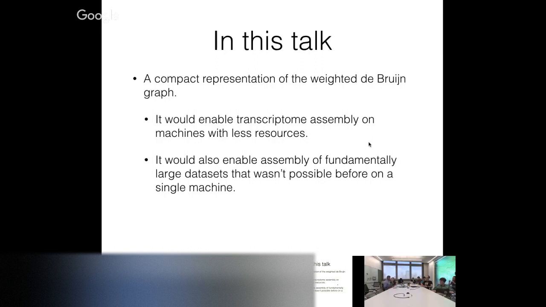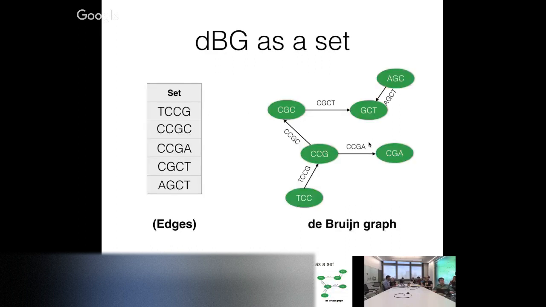Now we'll go to the second part of the talk. We will start to talk about how we actually represent a DeBruijn graph or a weighted DeBruijn graph. To start off, we'll first talk about past work, how they represented the DeBruijn graph compactly, and we'll learn about the tricks, and then we'll talk about representing a weighted DeBruijn graph compactly.